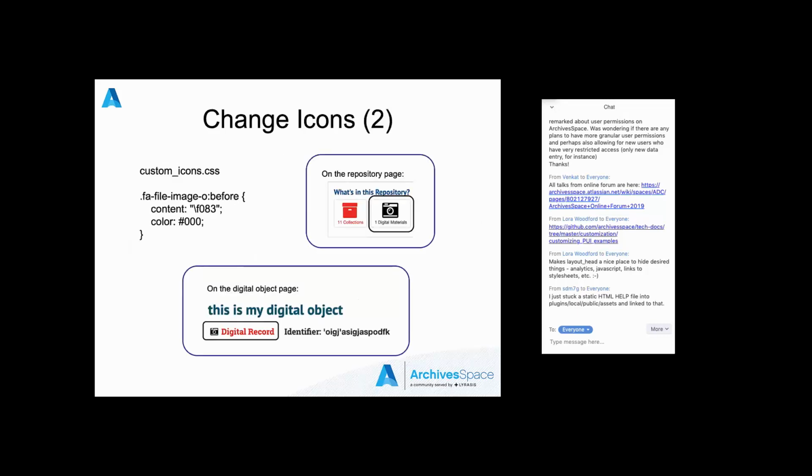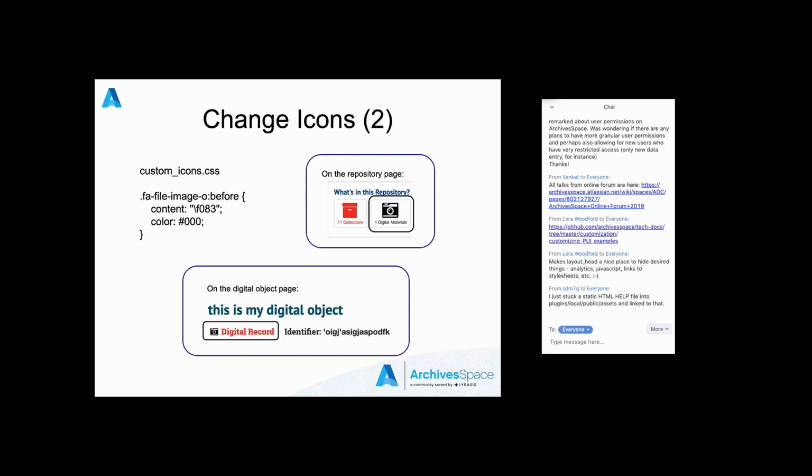So the text there in the left-hand corner is what my custom icons.css file looks like. What I did in order to figure out what icon I needed to change was I right-clicked on the digital materials icon that was in the ArchivesSpace installation, and I was able to find the CSS that handled that image or icon, and it was called fa-file-image-o.